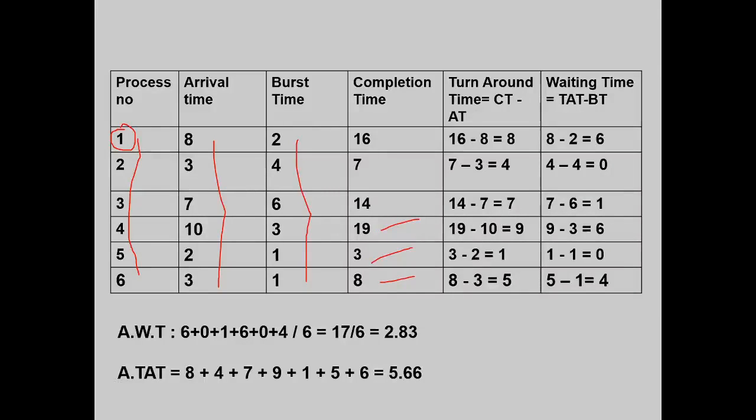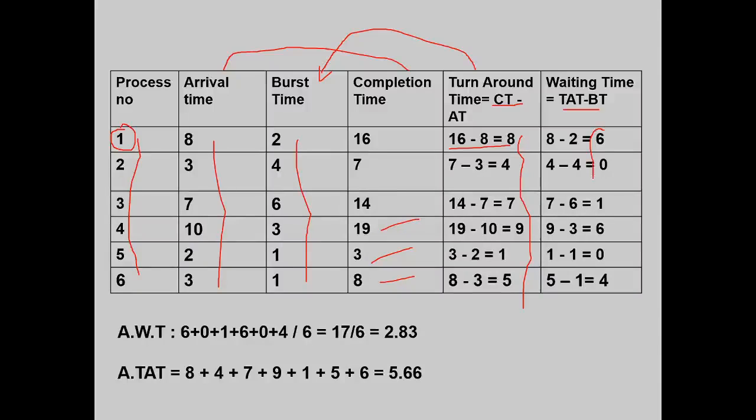and 8. Now you need to find out the turnaround time, completion time minus arrival time. So completion time minus arrival time, consider these columns. See 16 minus 8. So this is the answer, turnaround time. Waiting time, turnaround time minus burst time. So turnaround time minus burst time, consider this column values. See 8 minus 2, 6.